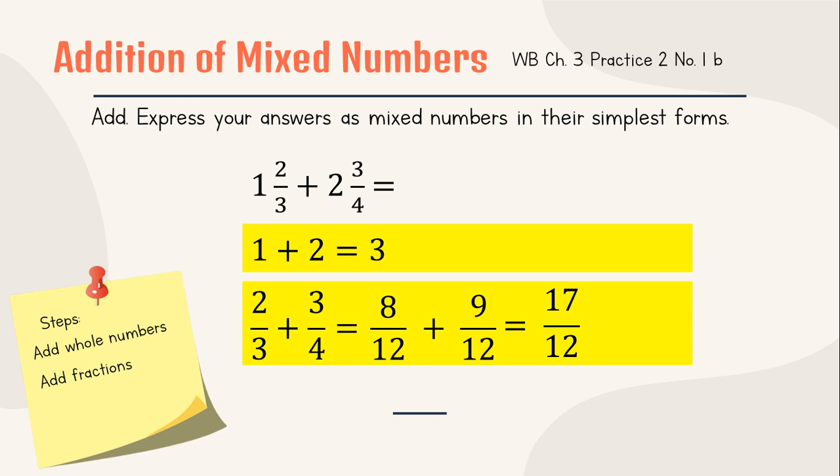17/12. But is that in the correct form? No. Yes, you can say that this is an improper fraction because the denominator is smaller than the numerator. So what can we do? Make it into a mixed number. How many 12s in 17? 1, right? So 1, and the remaining is 5 because 17 minus 12 is 5. So we will have 1 5/12. And then combine it: 3 plus 1 is 4, and 5/12. That's how we get this 4 5/12.